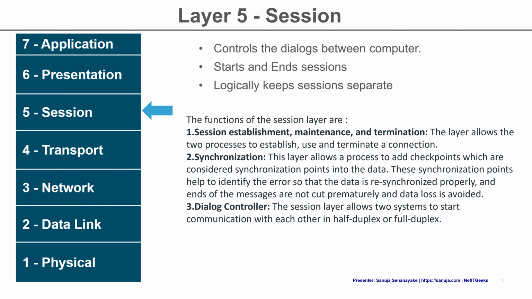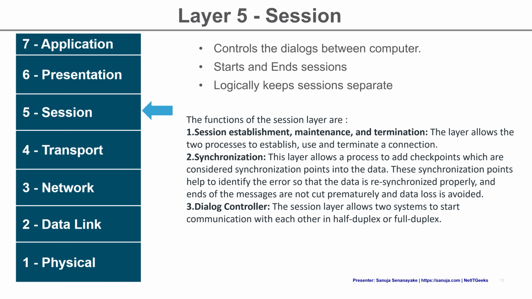In terms of synchronization, this layer allows a process to add checkpoints, which are considered synchronization points, into data. These synchronization points help to identify errors so that the data is resynchronized properly, the ends of the messages are not cut prematurely, and data loss is avoided. Especially in the TCP protocols, but also in UDP protocols, synchronization is very important, which allows the process to add checkpoints, and I have described in depth in my CCNA lectures how that works.